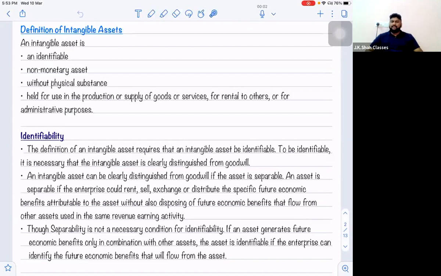Or for administration purpose, the software that you use in your business for your general administration purpose. The best example is the JKSC software only. If I'm not wrong, you people have not filled any hard copy of the admission form. Your entire admission process was done online only, and all your fee receipts are also generated online. It's an online system. So JK Shah has invested lakhs of rupees for such type of software, and that software is an intangible asset for them. And that software is used in the business for administration purpose.